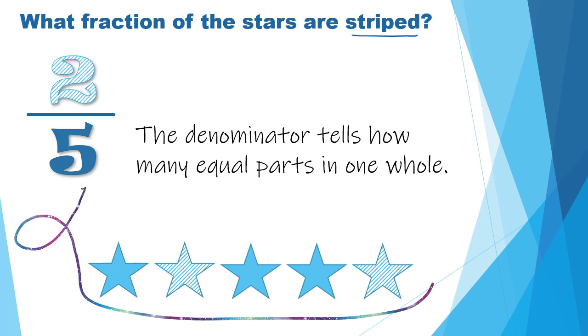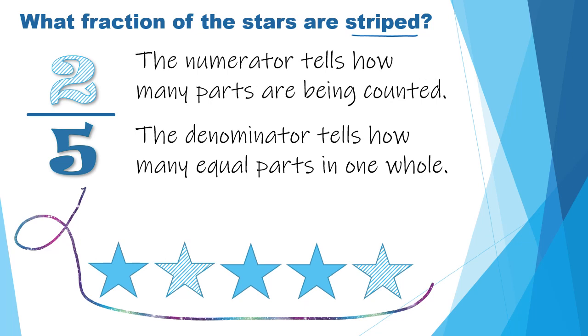And then the number on the top, or the numerator, tells how many parts are being counted. And in this case, since we're looking for stars that are striped, there are 2 stars that are striped, giving me a fraction of 2/5. So 2/5 of the stars are striped.